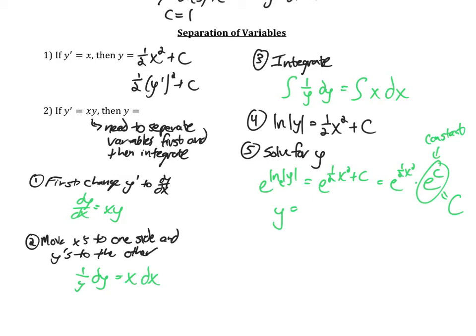So since it's going to be e to the 1/2 x squared times c, I'm just going to rewrite it as y equals c times e to the 1/2 x squared. And that, guys, is our answer.